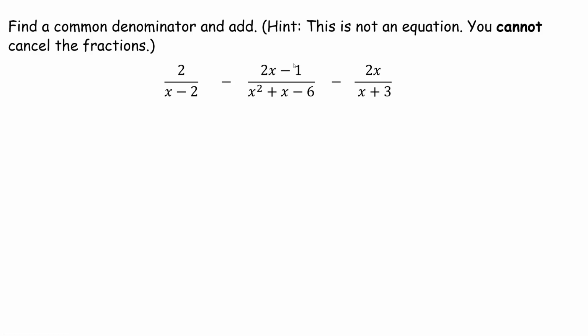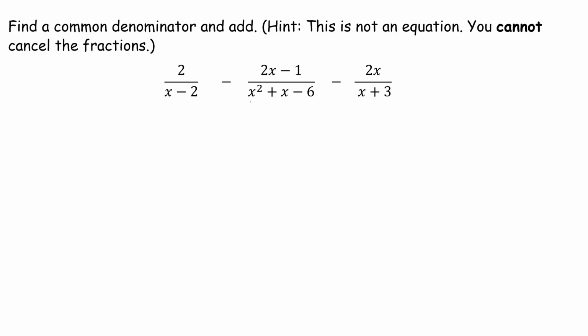Okay, I want to find a common denominator and add these fractions together. I do not have an equation here. This is just an expression, so I can't cancel the fractions. All I can do is get a common denominator, add the numerators, leave the denominator as the common denominator, and just simplify it as much as I can.